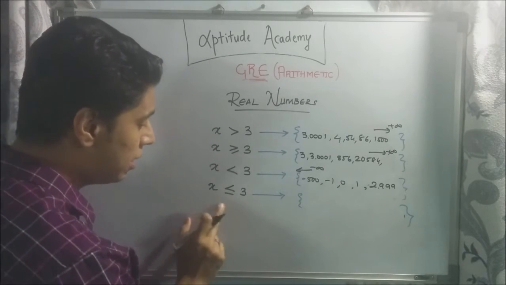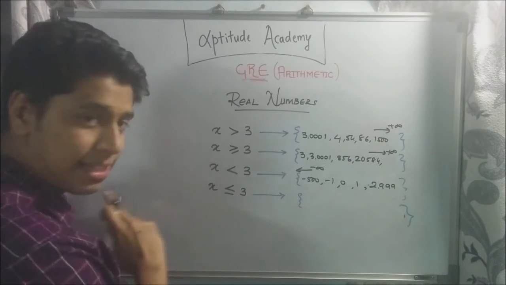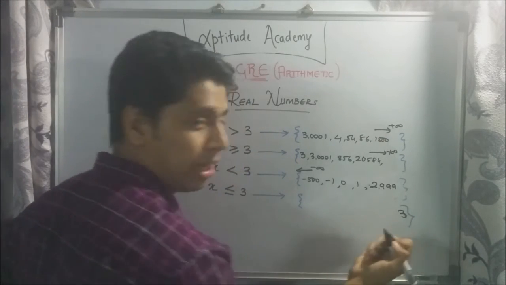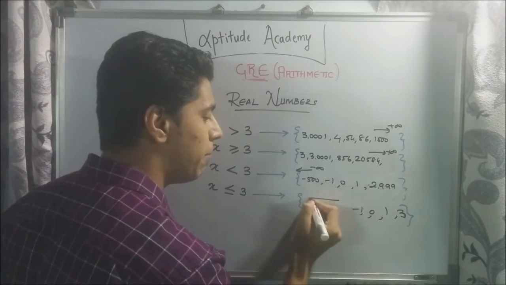Similarly, the fourth interval now says x less than or equal to 3. Since it says it's equal to 3 and it's lesser than that, your maximum number here will be 3. And everything else will be there on the negative part of infinity.